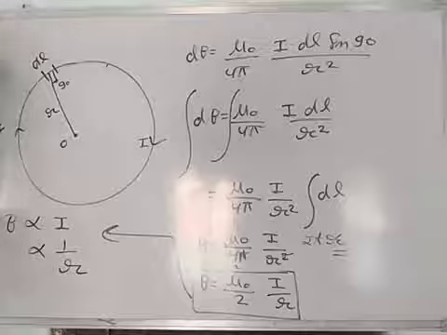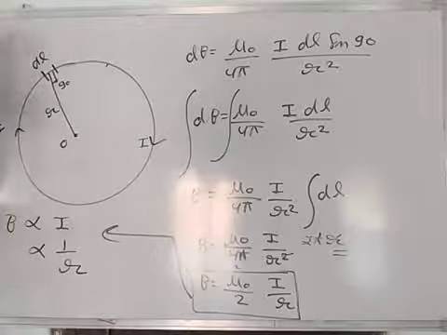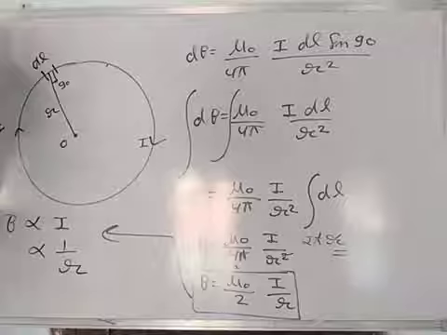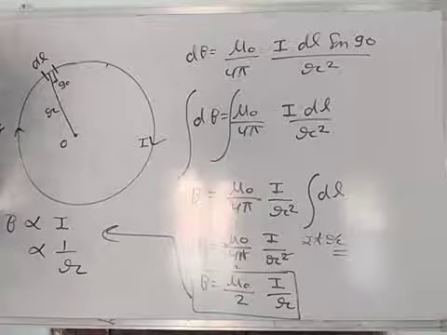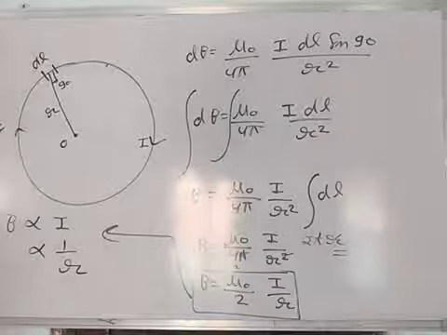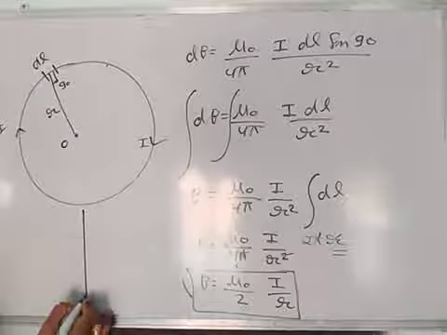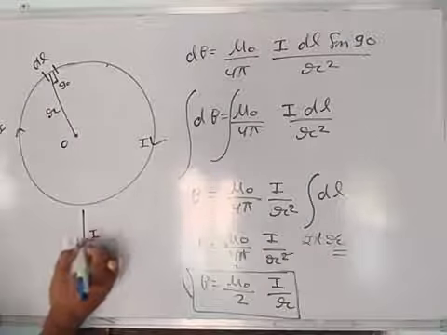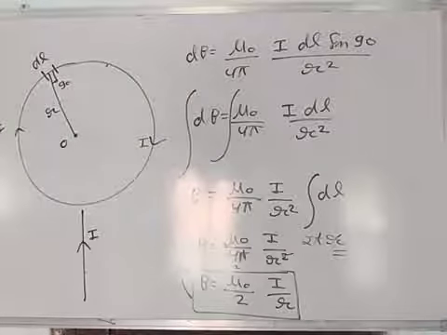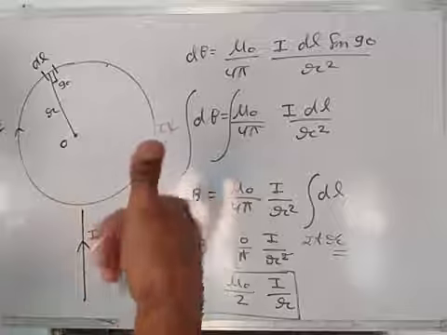Students, one more thing we are going to consider here is the direction of the magnetic field. For that, we have already discussed that for a current carrying conductor I, the direction of magnetic field can be determined using the right hand screw rule.